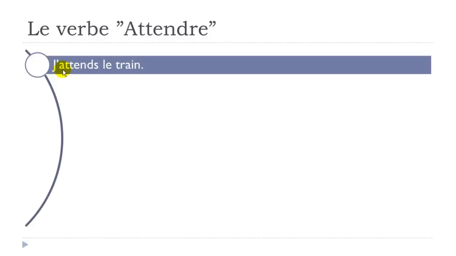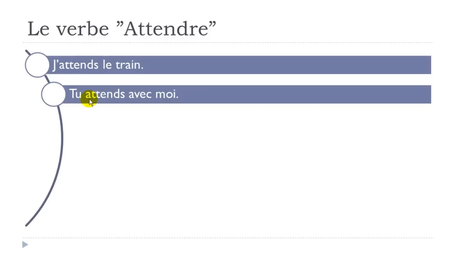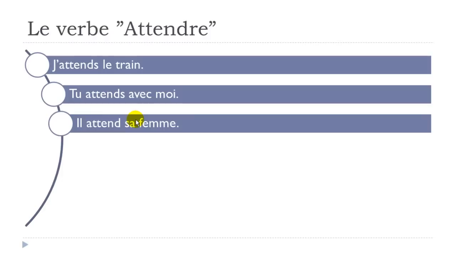Okay? So I've been making few sentences just to show you how it works on the meaning. J'attends le train. So le train, the train, I wait. Okay? I wait for the train, but then j'attends le train. Tu attends avec moi. So you wait, and then avec means with, moi, me. You wait with me. Tu attends avec moi. Il attend sa femme. Okay, remember, sa, it's the possessive. His, in that case. And then femme, wife. Il attend sa femme.